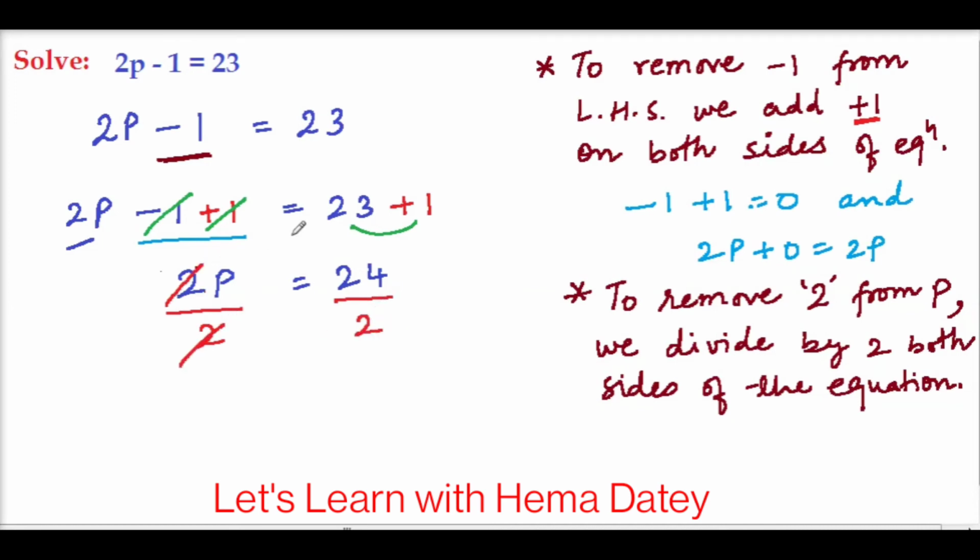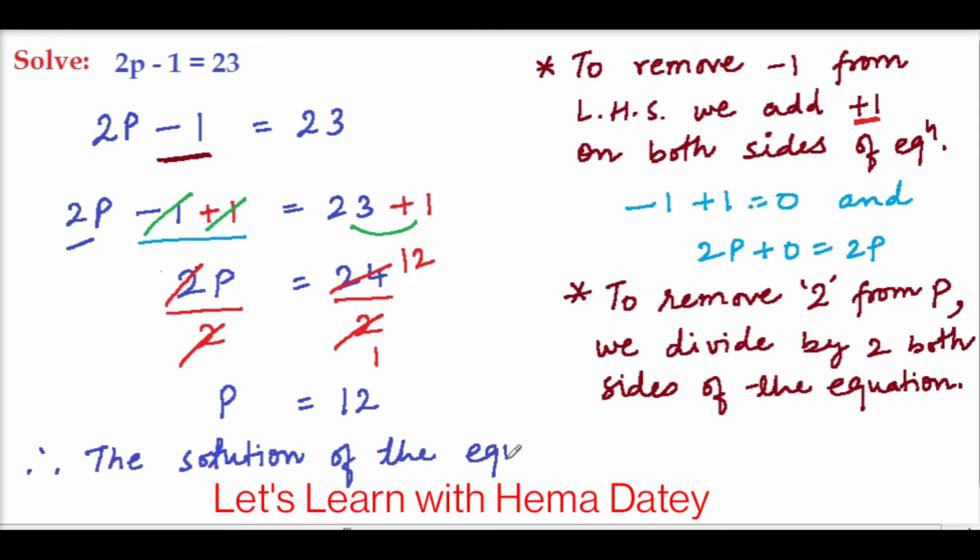2 will be cancelled on the left hand side. On the right hand side we will get 12. Next step we get p equals 12. And we write the solution of the equation is p equals 12. Let's do the next question.